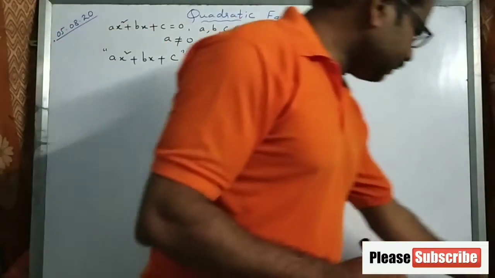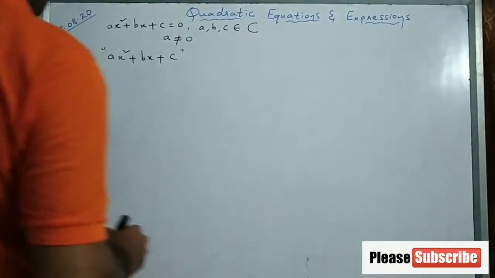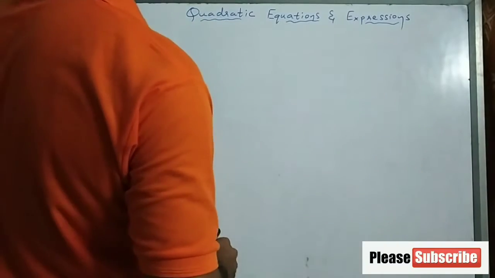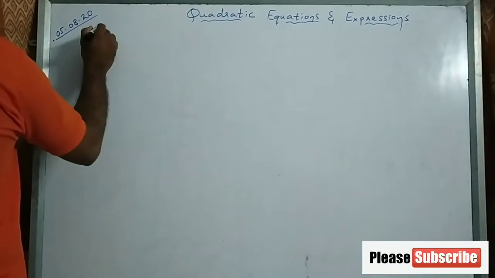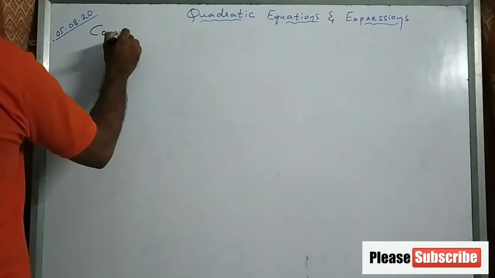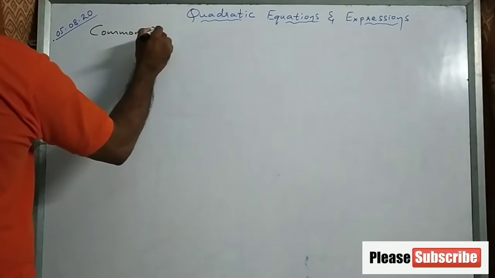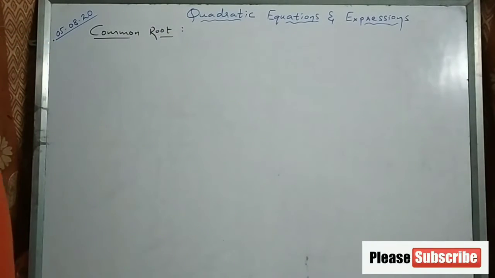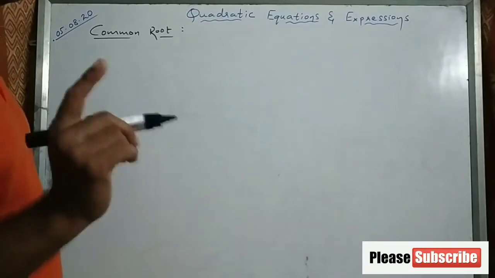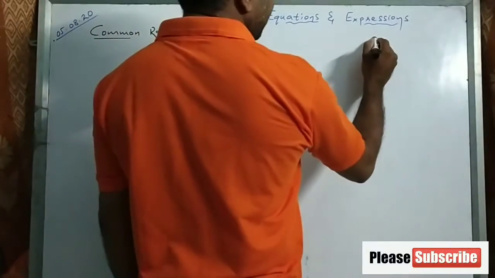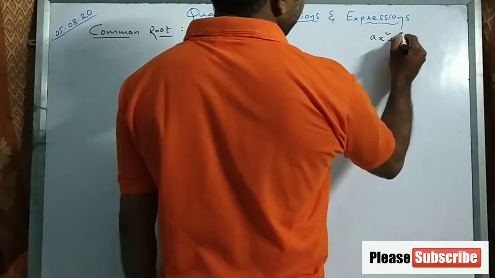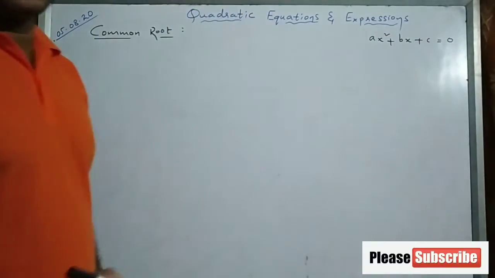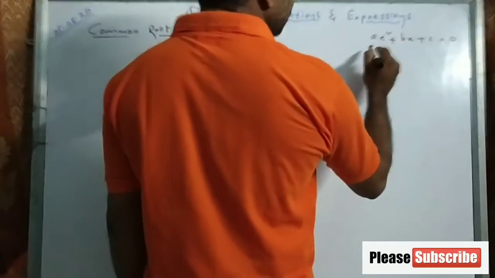First concept, let me see about common root. What is a common root? Every quadratic equation has got two roots, right? Ax square plus bx plus c equal to 0 is a quadratic equation, right? This equation has got two roots.